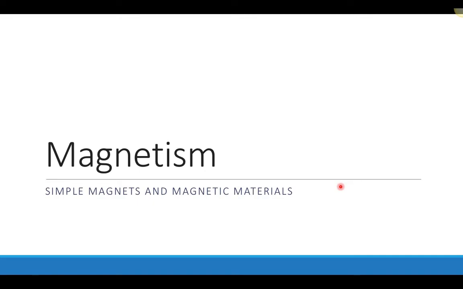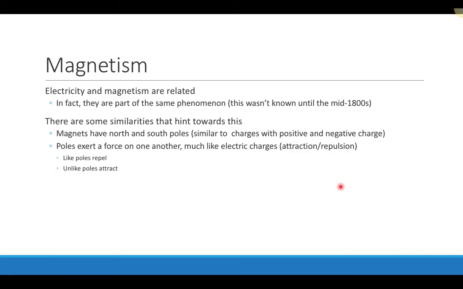In this presentation, we're going to start to discuss magnetism, and specifically we're going to talk about simple magnets and magnetic materials. So it turns out that electricity and magnetism are actually related to one another, but this phenomenon wasn't really known until about the mid-1800s. But there were some hints that maybe they were connected.